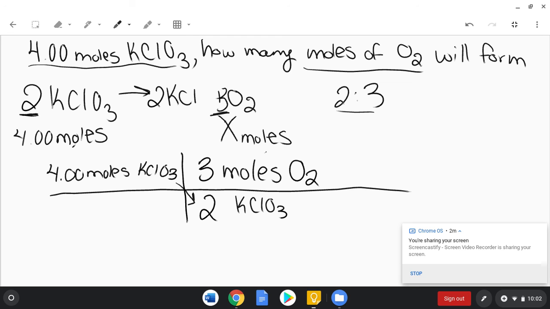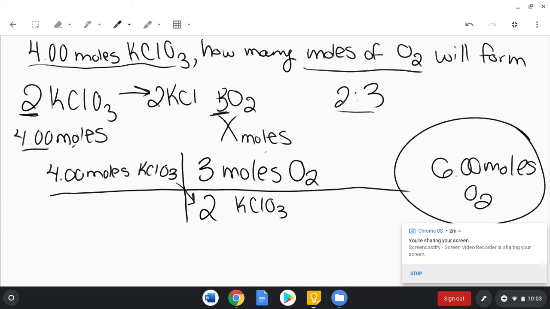So 4.00 times 3, divide that by 2, and I end up getting 6. And rounding for sig figs, I need 3 sig figs in my answer since I started with 3. So 6.00 moles O2 is my final answer. So if I start with 4 moles of this substance, I'm going to get 6 moles of O2 being produced.